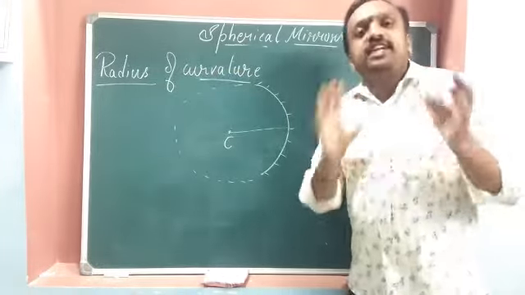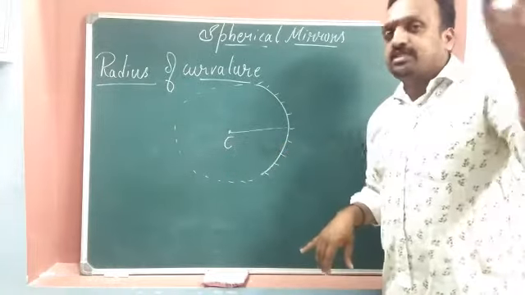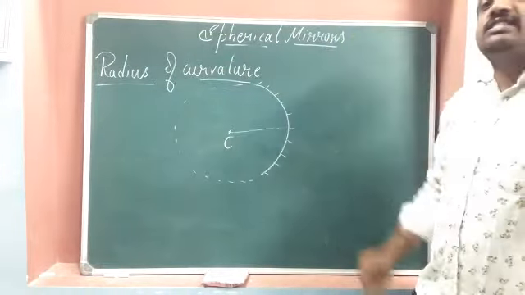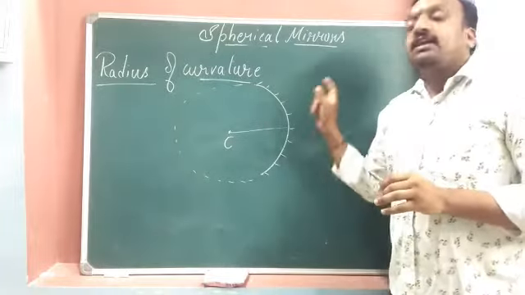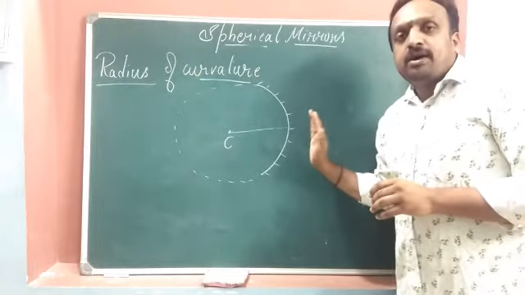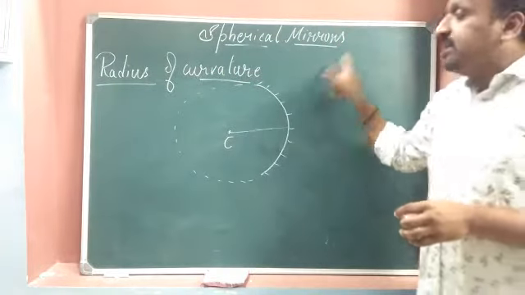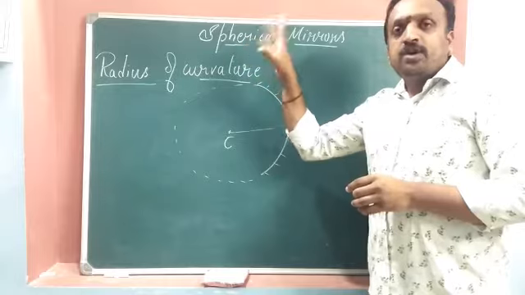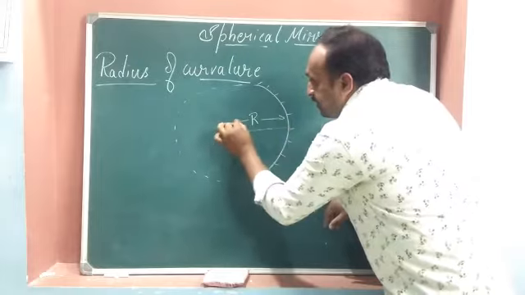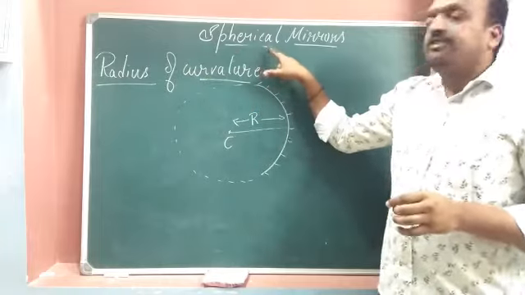Now, radius of curvature of a sphere. The general definition says that a radius is a line joining the center to the circumference of a circle. See here, the radius of curvature of the mirror is the radius of this sphere of which the mirror is a part. I repeat, the radius of curvature of a spherical mirror is the radius of this sphere of which the mirror is a part. So if I mark here R, this distance represents the radius of curvature of a spherical mirror.